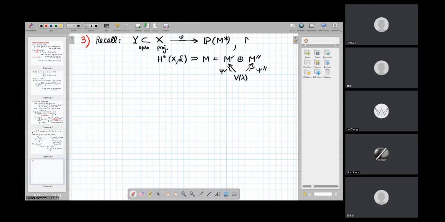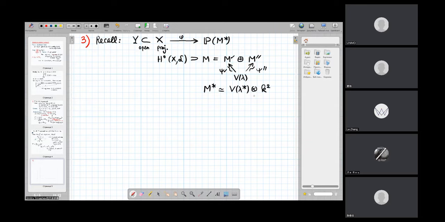And this M star, maybe I should write it rather here. So this M star can be written as the tensor product of V of lambda star, the dual irreducible G module, and the two-dimensional vector space K to the 2.